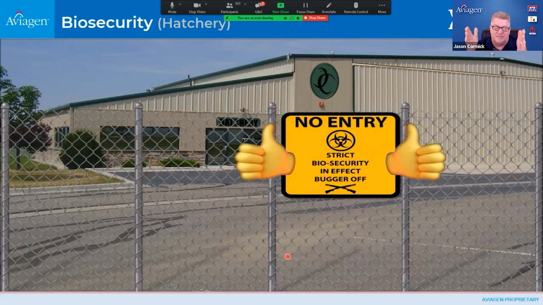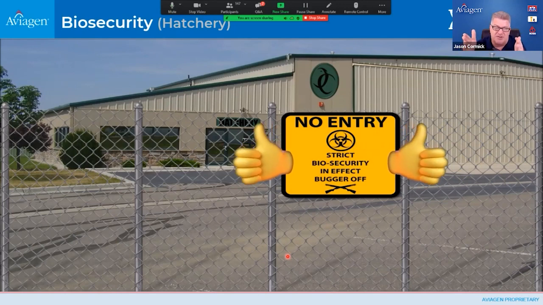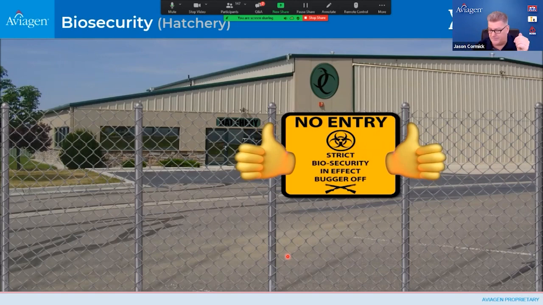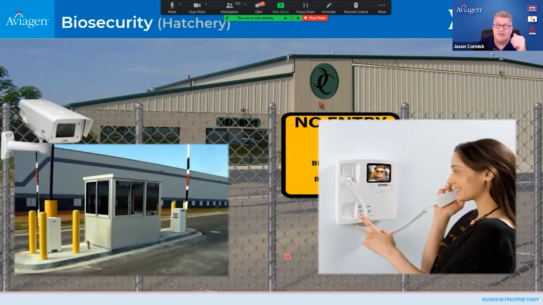Basically, you've got biosecurity restrictions in place. Nobody should be coming onto your site. In terms of before they come in, here in Asia we'll have a lot of these security booths, but you can replace these with a camera and a sort of intercom inside the hatchery. That means unless people really need to come in, we can keep them out. That's much easier.